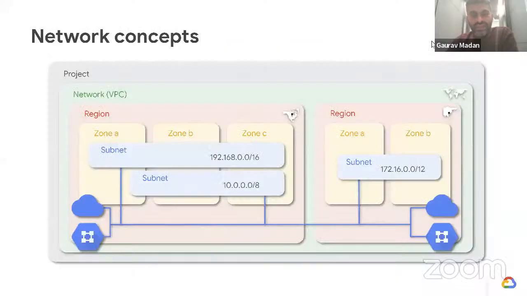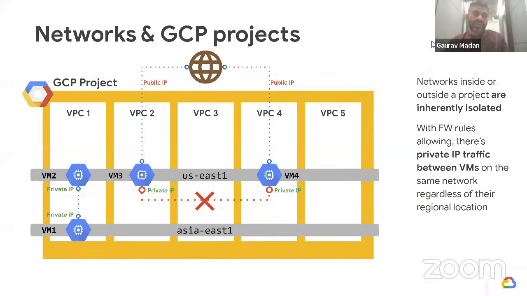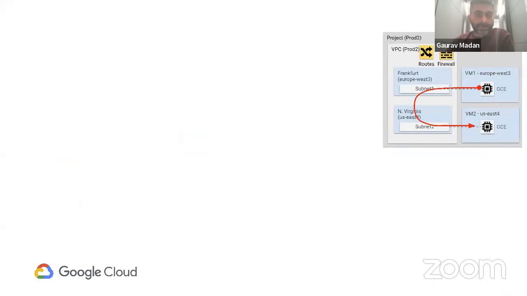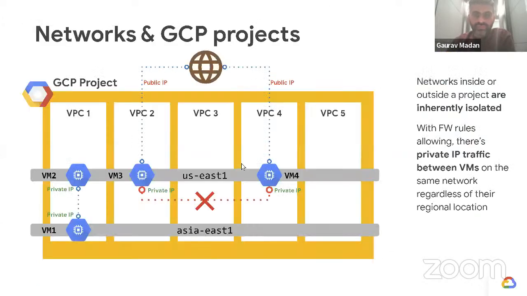So now that you know what a VPC is, what a region is, and how to spin one up, let me fundamentally tell you how various constructs inside a VPC talk to each other. And sorry for the confusion. So in this very simple diagram, let's say I have five VPCs: VPC 1, 2, 3, 4, 5. As I told you, VPC is a global construct. For VPC 1, I have two VMs, VM1 and VM2. VM1 is in, let's say, Asia East, and VM2 is in US East.